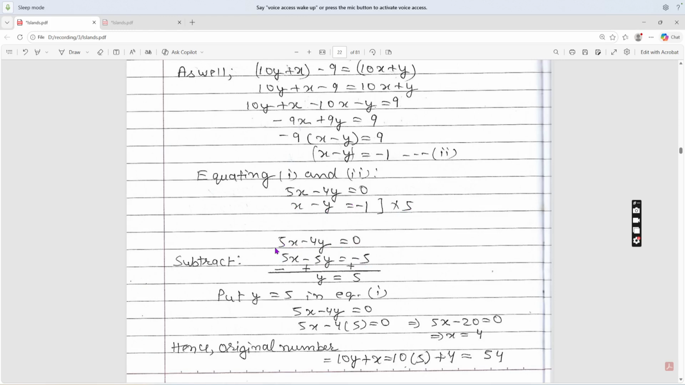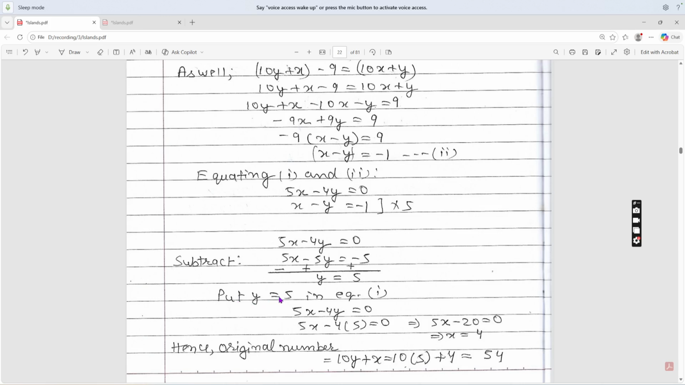Now we are going to subtract. Why? Because the coefficient of x in both of these is the same, plus 5 and plus 5. Whenever the coefficients are the same, we have to subtract. So plus becomes minus, minus becomes plus. Here it will be plus 5 minus 5, that is 0. Minus 4y minus of minus 5y becomes plus 1y. On the RHS, minus of minus 5 becomes plus, so 0 plus 5 gives us 5. So y is equal to 5.